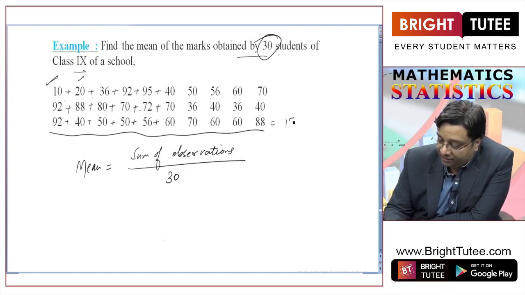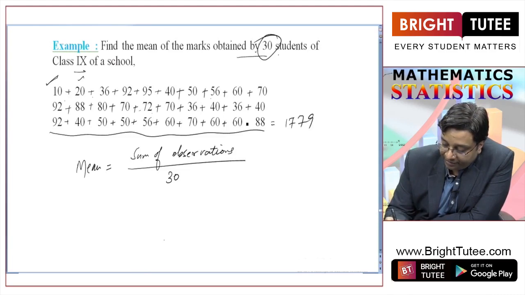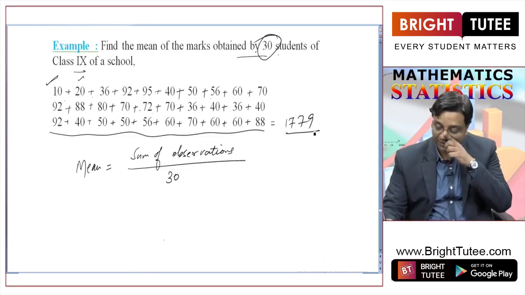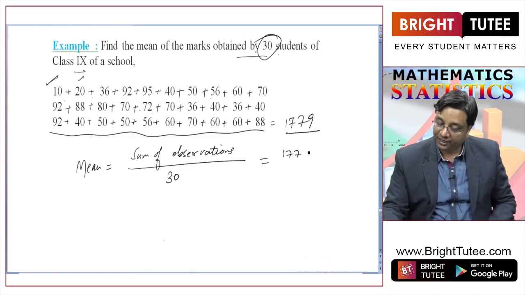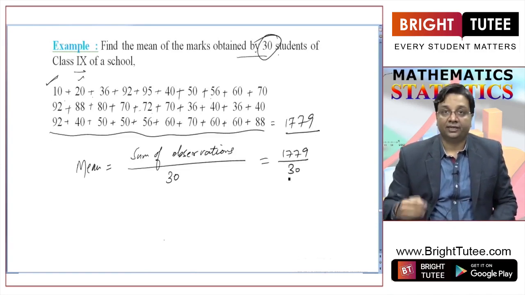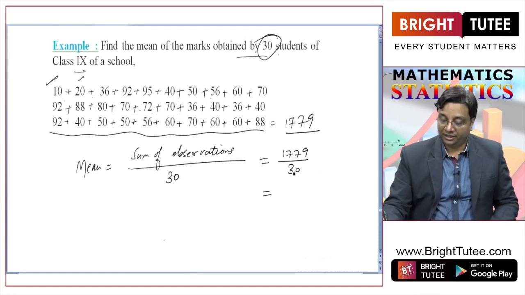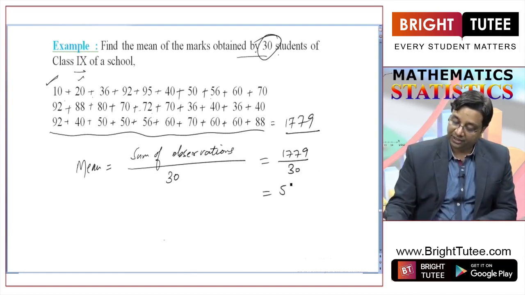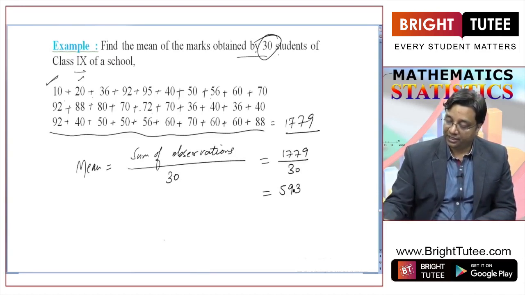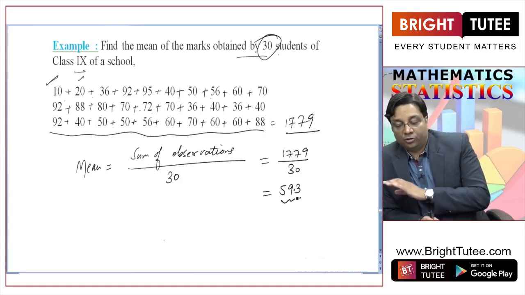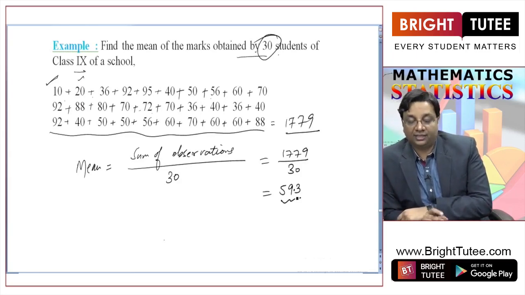So you add all these numbers and you will get the sum equal to 1779, right? If you just add these numbers as they are written on the board, keep adding these numbers, you will find the sum 1779. So you will divide this sum by 30 and get your answer. So how do I divide it by 30? I'll divide it by 3 first, then I'll take care of the decimal. So 3 5s are 15, 2 3 9s are 27, 3 3s are 9, and I'll put the decimal here. So this is the mean number of marks obtained by these 30 students of class 9th.